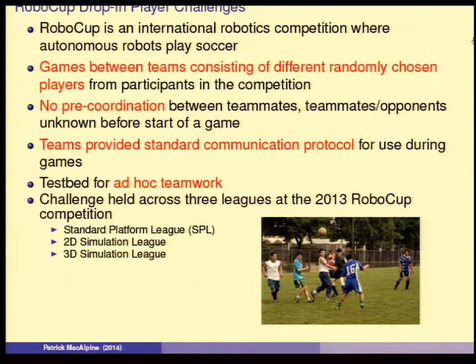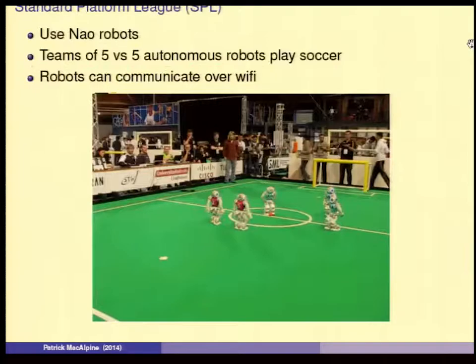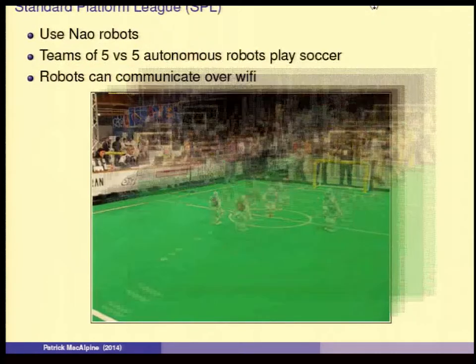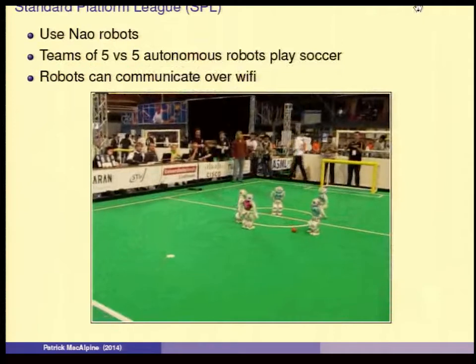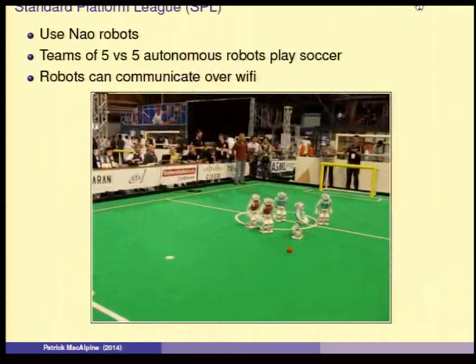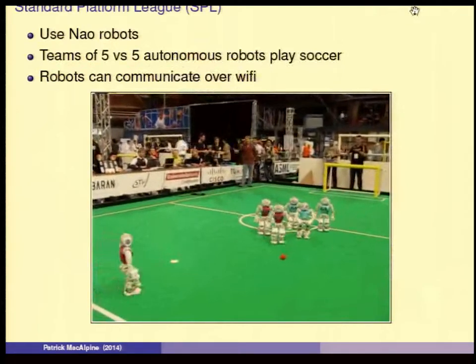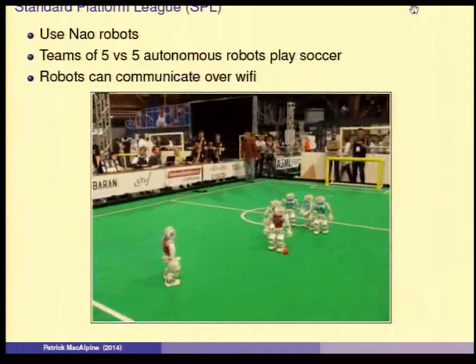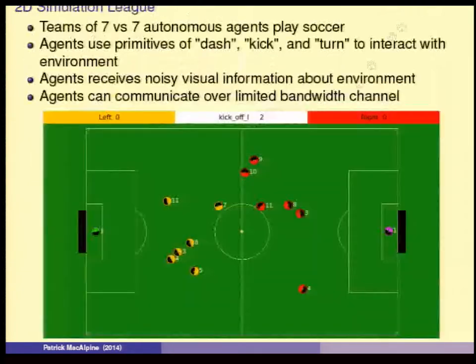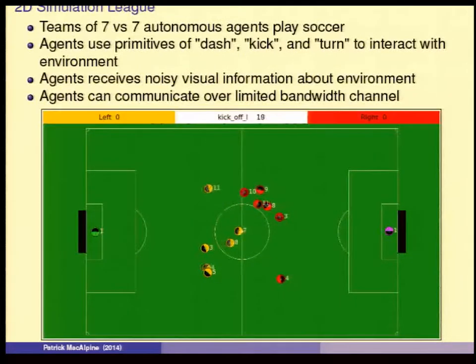Now these drop-in player games, or pickup soccer games, were held across 3 different leagues at RoboCup, which I'm briefly going to describe, as well as show quick video clips of actual drop-in player games. The first of these is the standard platform league, where we have Aldebaran Nao robots. These are teams of 5 versus 5 autonomous robots playing soccer against each other, and they're able to communicate over Wi-Fi. Next, we have the 2D simulation league, and this is where we have agents using primitives such as dash, kick, and turn to interact with the environment and play soccer.